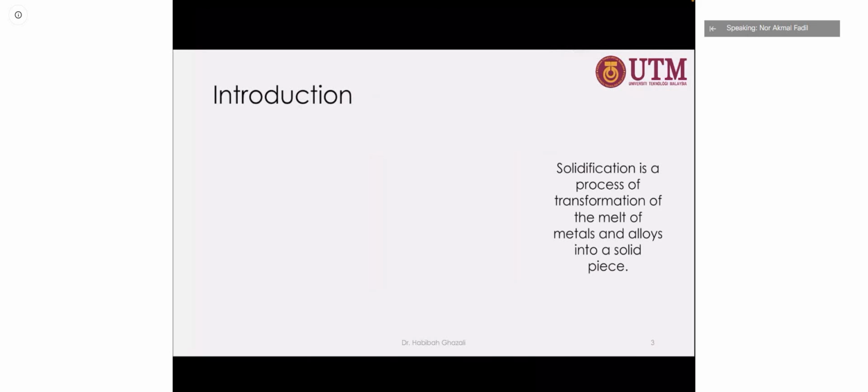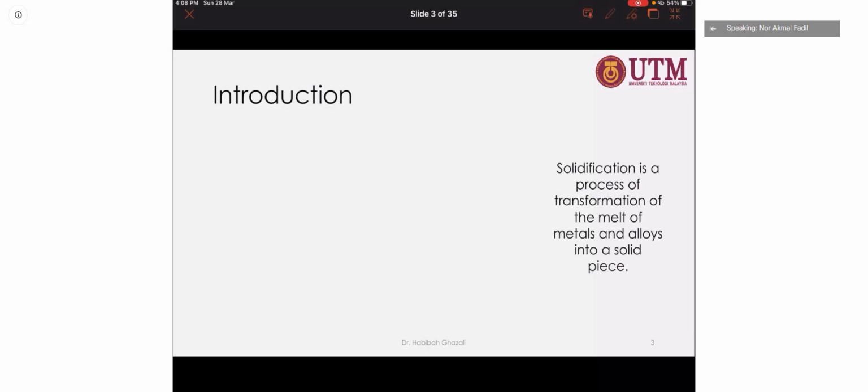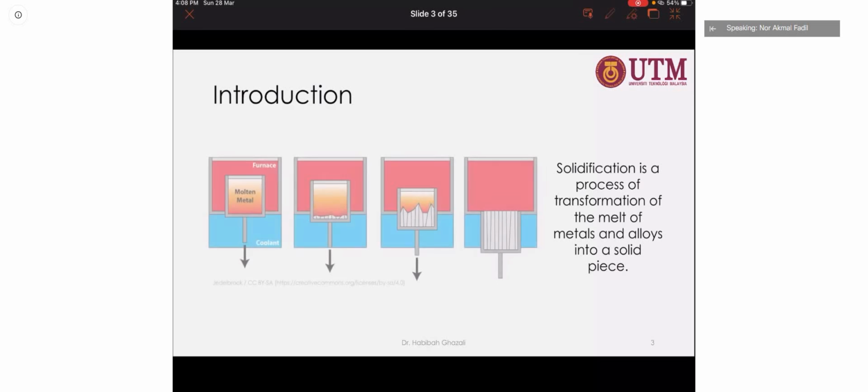Okay, what is solidification? Solidification is a process of transformation of the melt of a metal or alloy into a solid phase. In bahasa we call it pemejalan. To have a solid, it must be coming from the liquid.